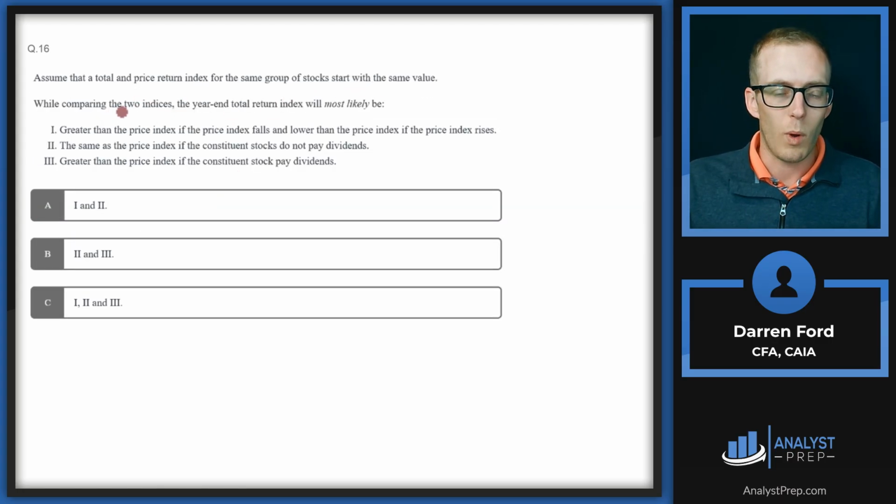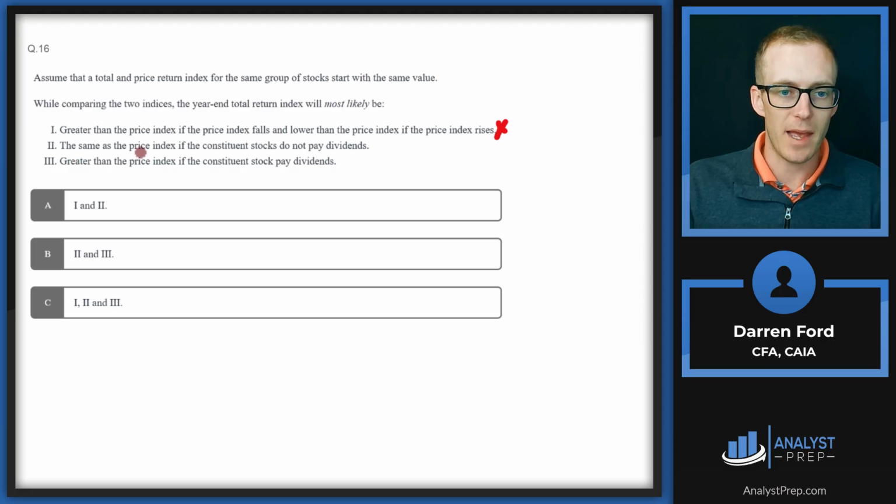value. While comparing the two indices, the year-end total return index will most likely be 1. greater than the price index if the price index falls, and lower than the price index if the price index rises. That's going to be incorrect. Under any scenario, a total return is probably going to be higher than a price return if any dividends whatsoever are paid, regardless of whether it falls or rises.